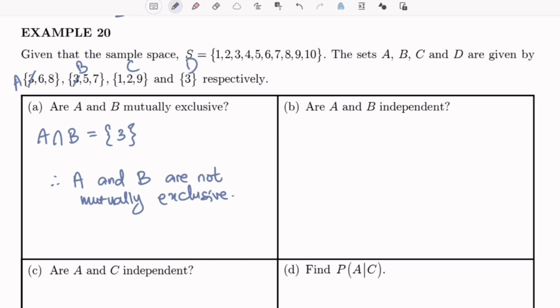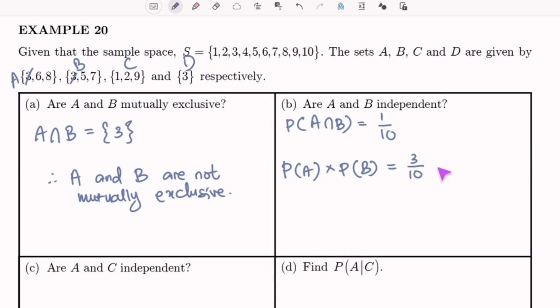Question B, are A and B independent? So let's take a look. P of A intersect B equals 1/10, because we have 10 numbers, and the element that is common between A and B is 3, so there is only one element, so 1/10. And then the probability of A times the probability of B equals 3/10 times 3/10, you get 9/100.